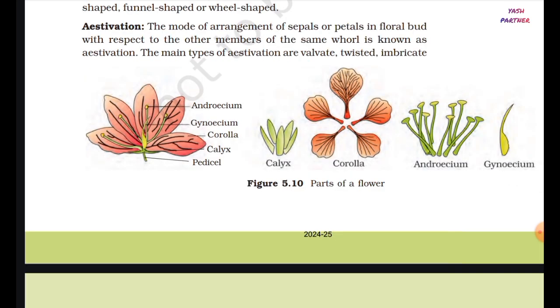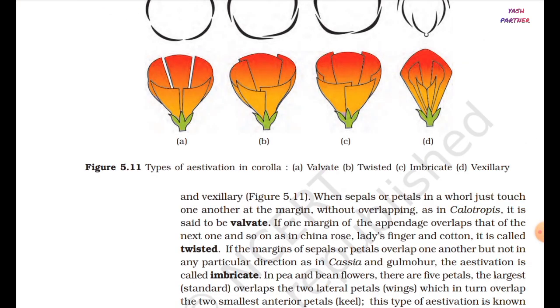Estivation. The mode of arrangement of sepals and petals in floral bud with respect to the other members of the same whorl is known as estivation. The main types of estivation are valvate, twisted, imbricate and vexillary. Figure 5.11. When sepals or petals in a whorl just touch one another at the margin without overlapping, as in Calotropis, it is said to be valvate.